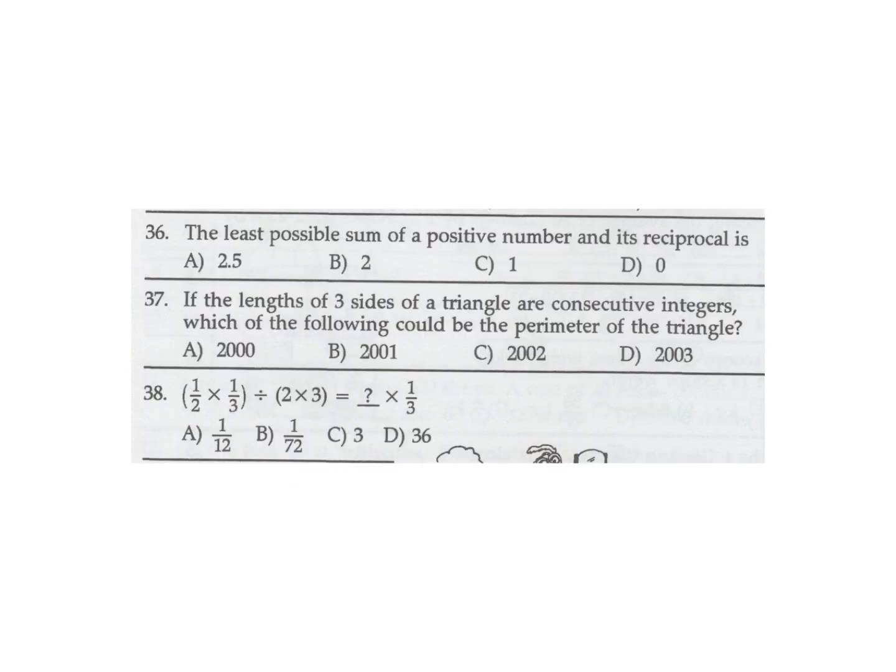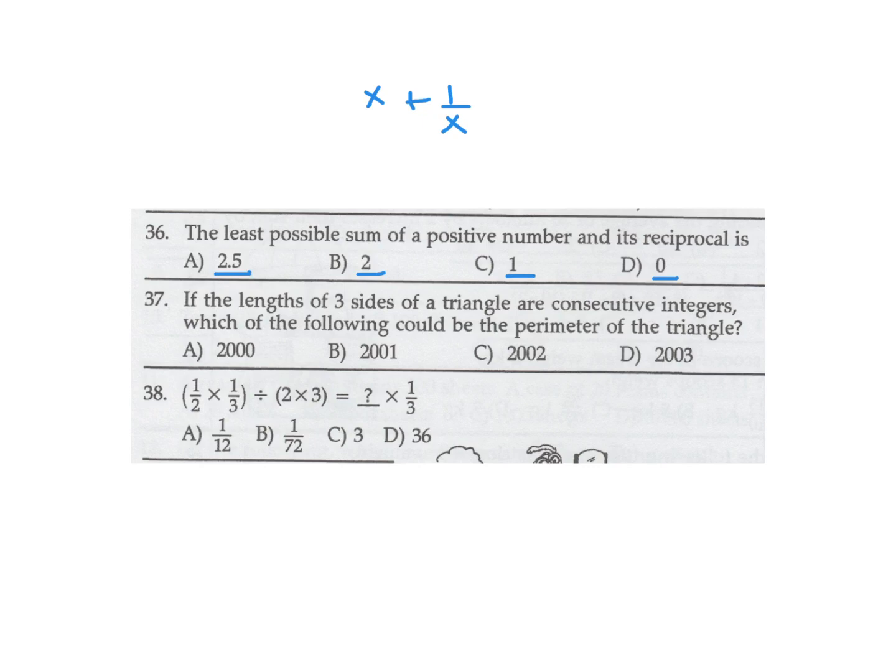The least possible sum of a positive number and its reciprocal. Okay? Well, I actually just looked at the answer choices. Could it be equal to 0, 1, 2, or 2.5?